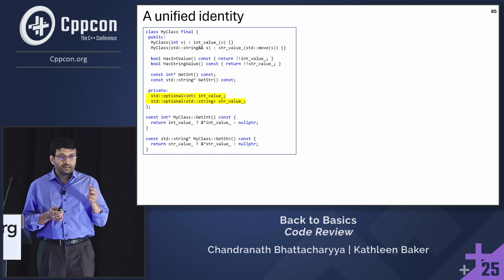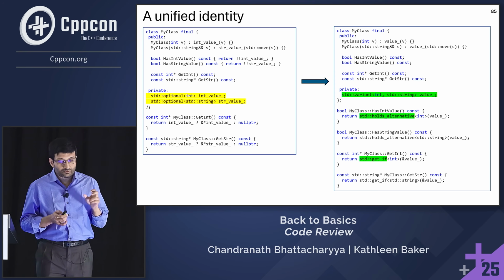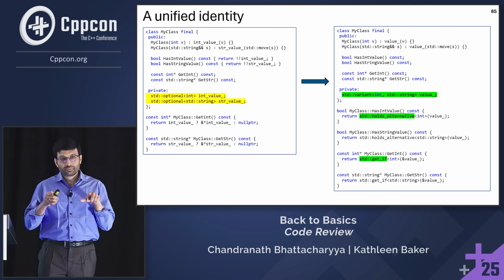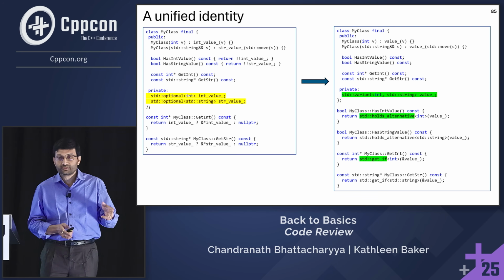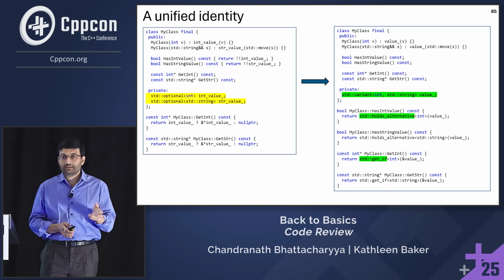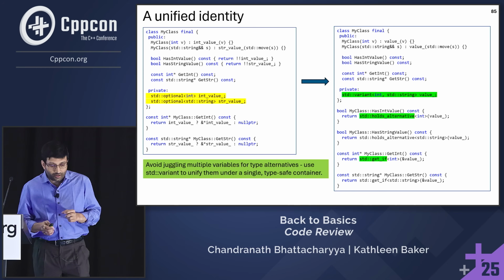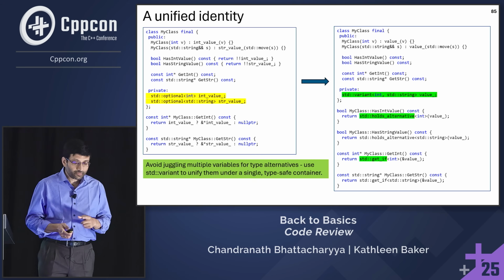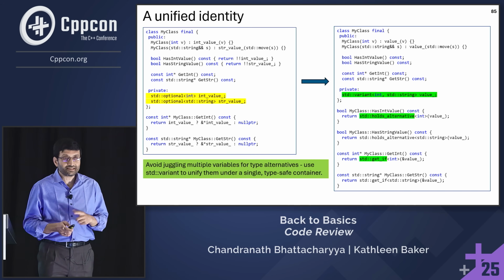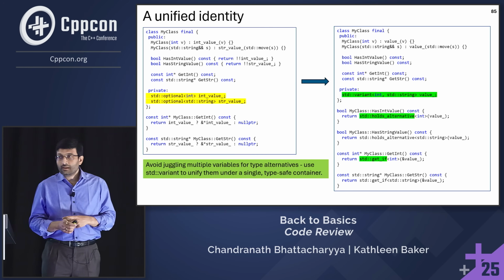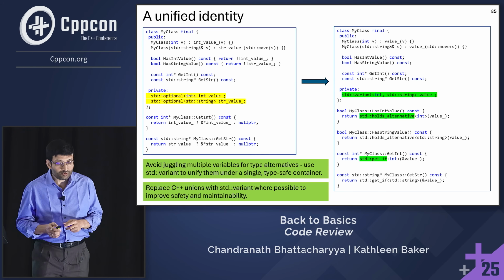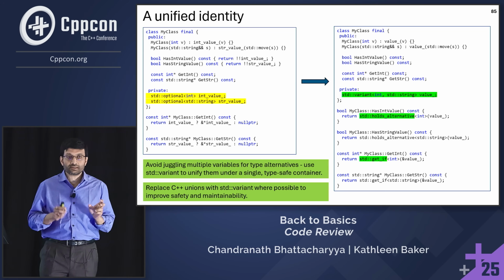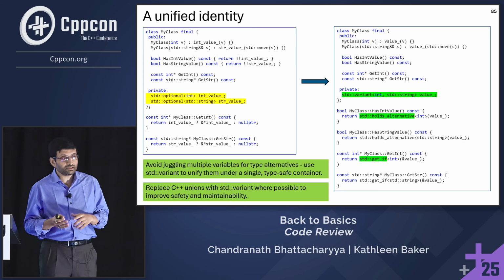Can we use a single type to represent both? Of course, we can do that. Variant was meant for this particular purpose. So instead of two optionals, we have just one variant with an integer and a string. So the guidance is: avoid juggling multiple variables for type alternatives. Use std variant to unify them under a single type-safe container. Though we'll not mention this one, anytime you see a union in your code, try to convert that into a variant because it improves safety and also maintainability.